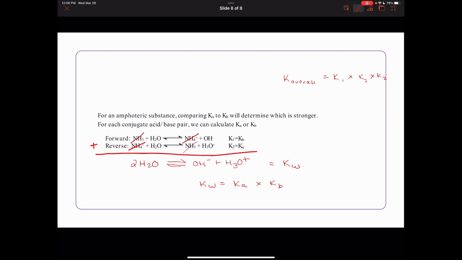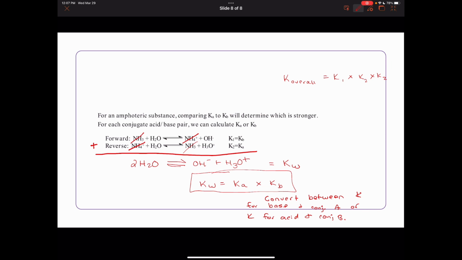We can use this particular equation to convert between a given K for a base. So for example, if I knew the Kb for ammonia, I could determine the Ka for the conjugate. So K for the base and its conjugate acid, or K for the acid and the K for its conjugate base.